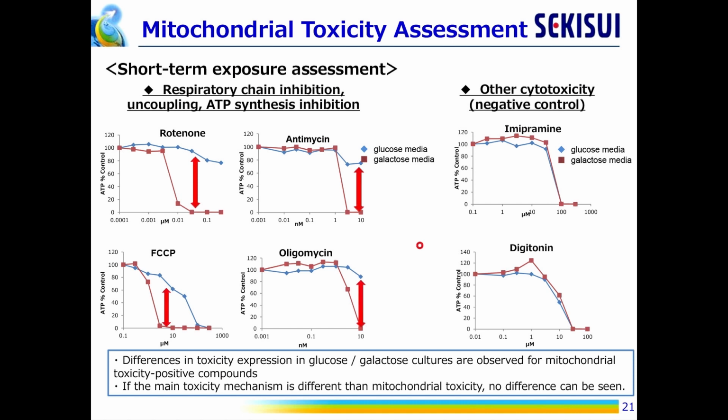We also tested the toxicity of imipramine and digitonin. They are known as potentially causing cytotoxicity, but not mitochondrial toxicity. These compounds show toxicity, but there is no difference between glucose and galactose medium.